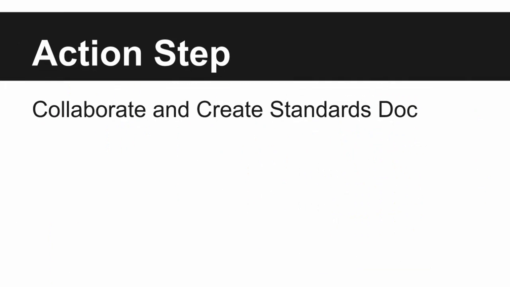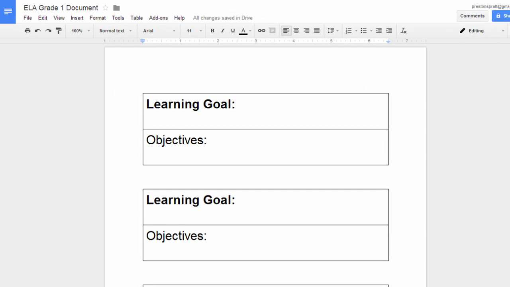Now that you've downloaded the Common Core Standards document, it's time for an action step. We want to parse that document down into a document that you can keep at your desk or keep posted near you that's easy to reference. So here's your action step. Collaborate and create a standards document. When I say create a standards document, I mean separate out just your grade level learning goals and maybe the ones that have objectives too.